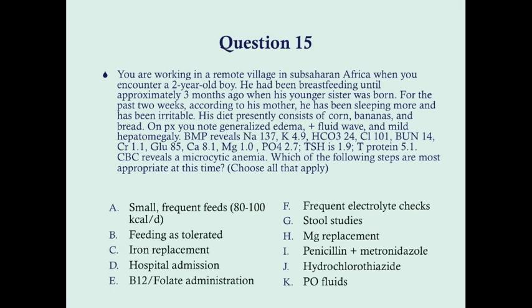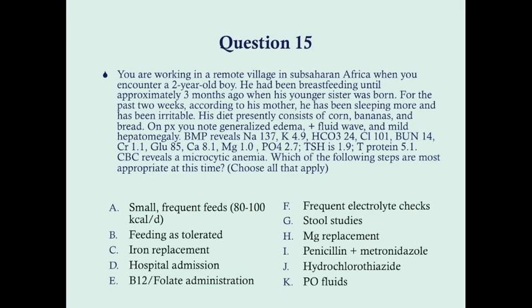Metabolic profile reveals sodium 137, potassium of 4.9, bicarb of 24, chloride of 101, BUN of 14, creatinine of 1.1, glucose 85, calcium 8.1, magnesium 1.0, phosphate of 2.7, and a TSH of 1.9. A total protein is 5.1. CBC reveals a microcytic anemia. Which of the following steps are most appropriate at this time?